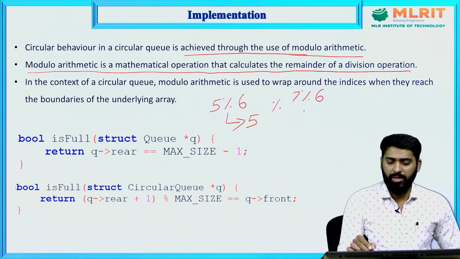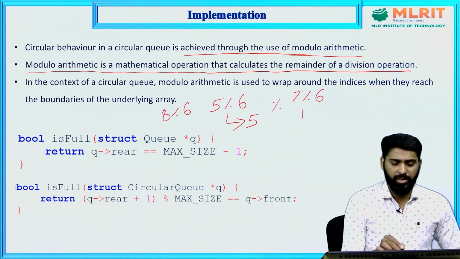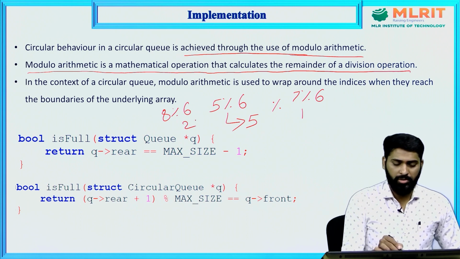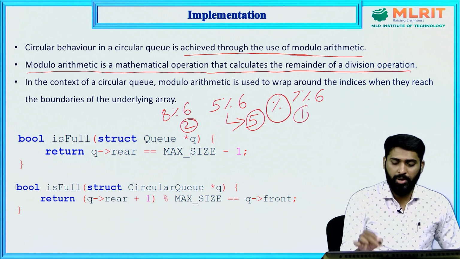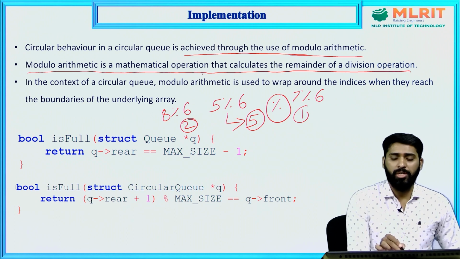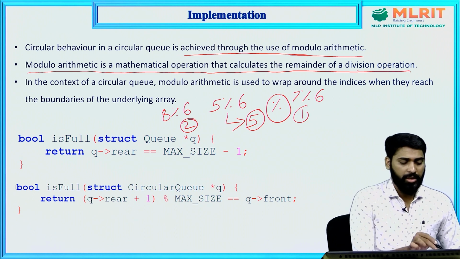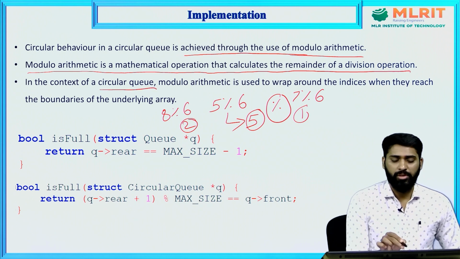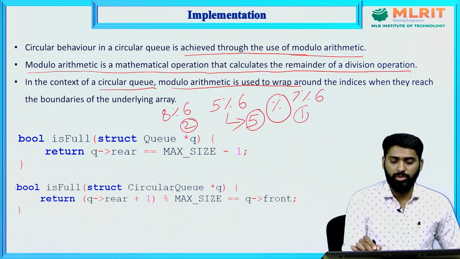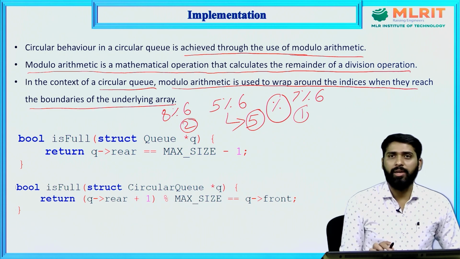For example, 7 % 6. Now what is the remainder? 1 is the remainder. 8 % 6, what is the remainder? The remainder is 2. So this is how we find the remainder in programming languages, by using the modulus operator. Modulo arithmetic is a mathematical operation that calculates the remainder of a division operation. In the context of a circular queue, modulo arithmetic is used to wrap around the indices when they reach the boundaries of the underlying array.